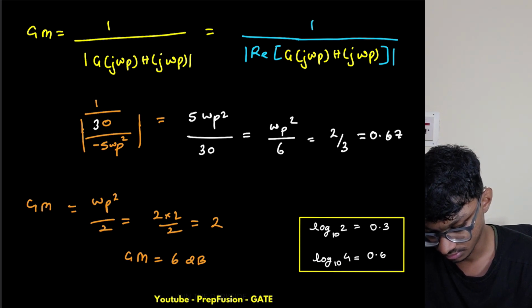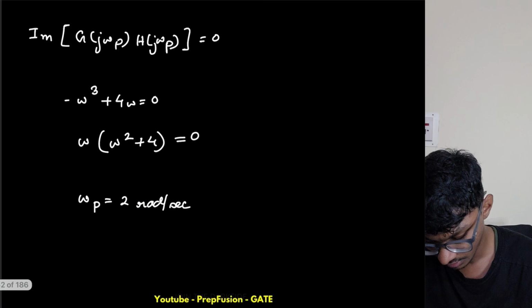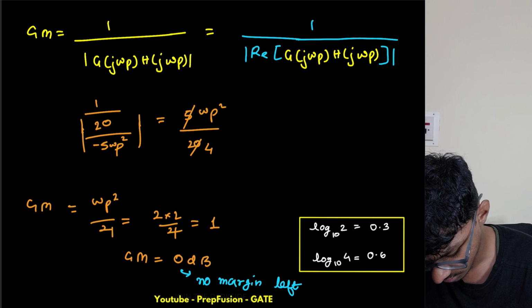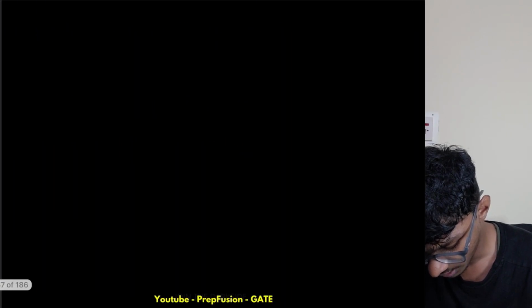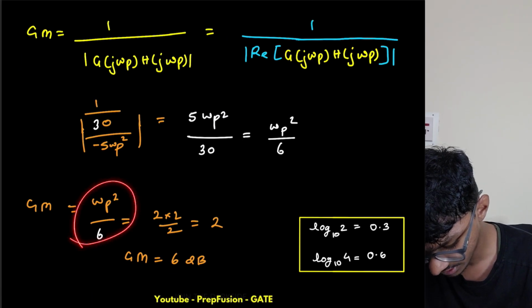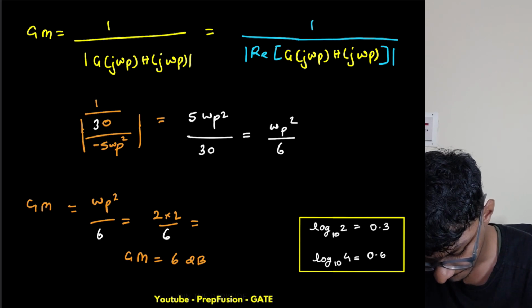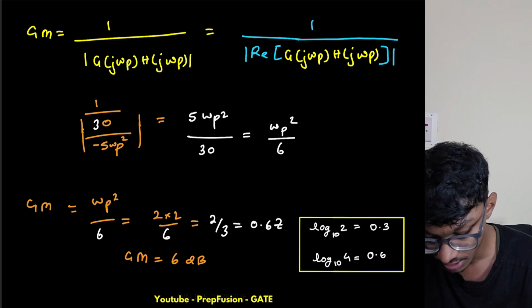Sorry, I write it over here only, okay? 6 square by 6. Let's change it in the previous question. Yeah, I changed it, okay, fine. So this is my omega p square by 6. So it is simply omega p square by 2 into 2 by 6 itself. So it is 4 by 3. So it is 2 by 3, which equals 0.67, right? 0.67, okay? So it is negative.